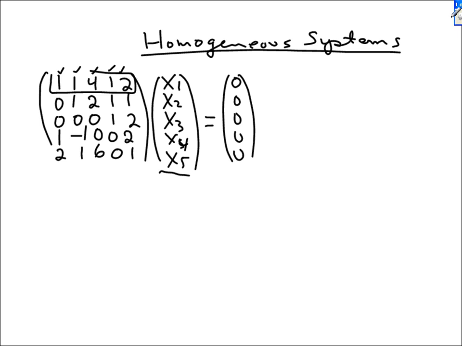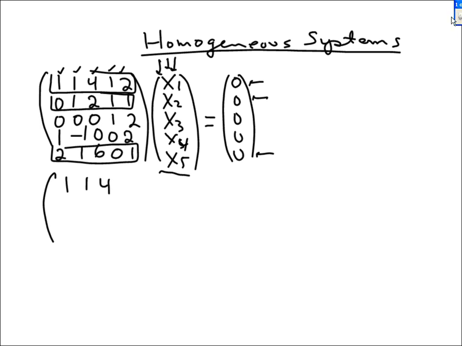Now, why did I put 5 zeros? Because the first row is dotted with the first column, and the answer goes there. And the second row gets dotted with the first column, and the answer goes there. And eventually, the fifth row gets dotted with that column, and the answer goes there. 5 answers. But how do you solve this? How do you find the basis for the solution set?